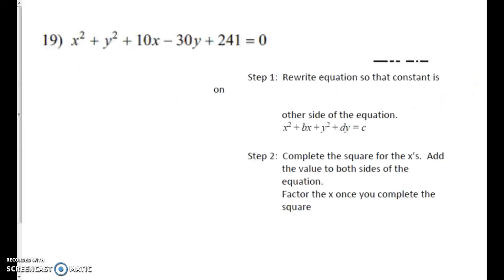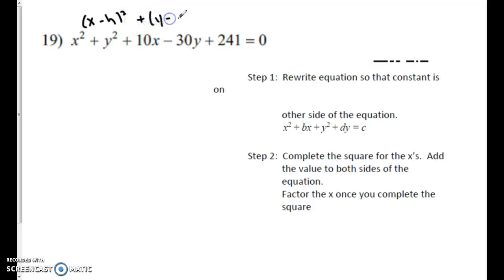Okay, so let us move on. Let's look at question number 19. What we have here is an equation that is in standard form, and it's been multiplied all the way out, so we get a form like this. And what I want to do is set it up like this.